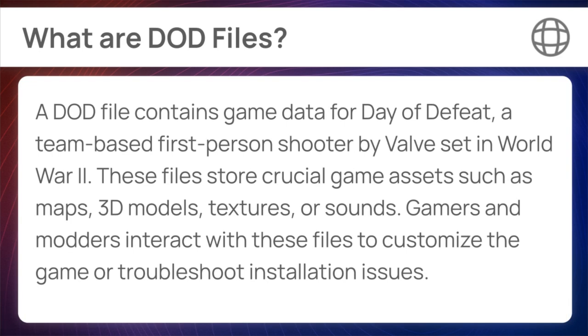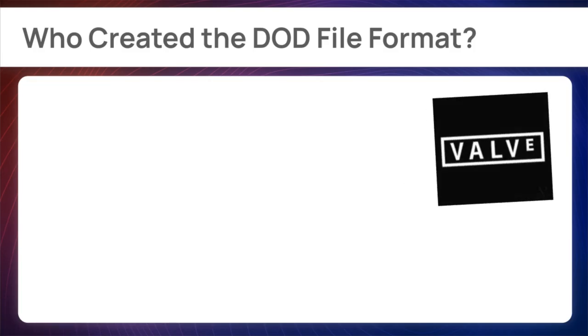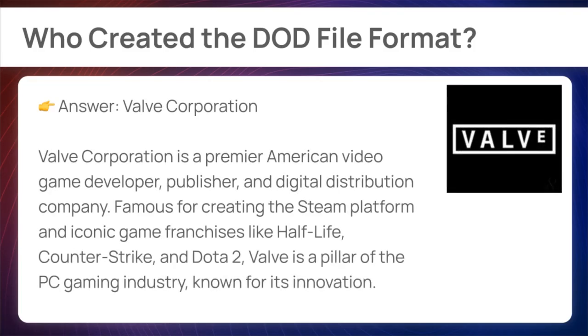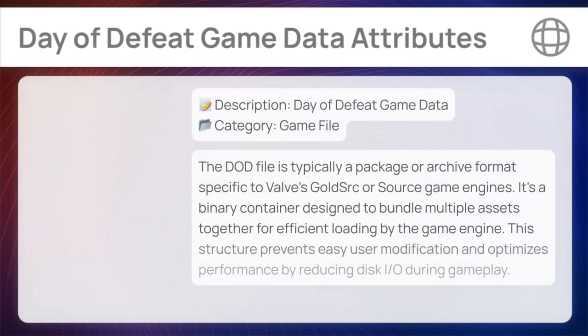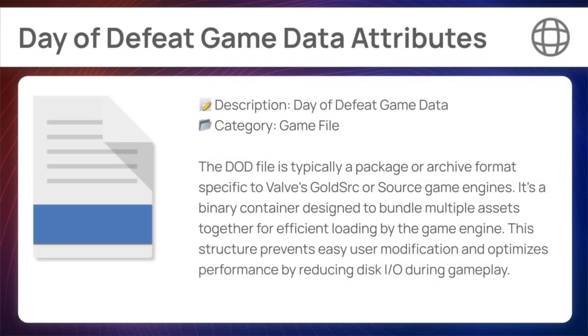in World War II. These files store crucial game assets, such as maps, 3D models, textures, or sounds. Gamers and modders interact with these files to customize the game or troubleshoot installation issues. The DOD file is typically a package or archive format specific to Valve's GoldSrc or Source game engines. It's a binary container designed to bundle multiple assets together for efficient loading by the game engine.